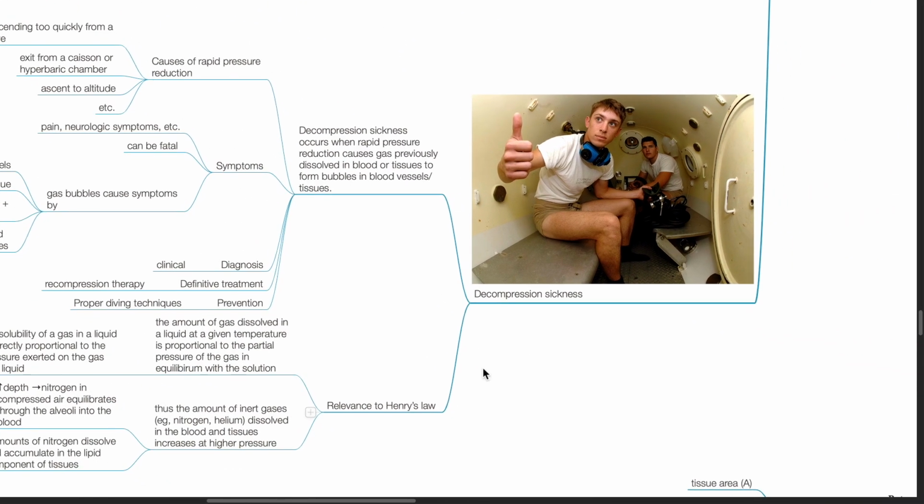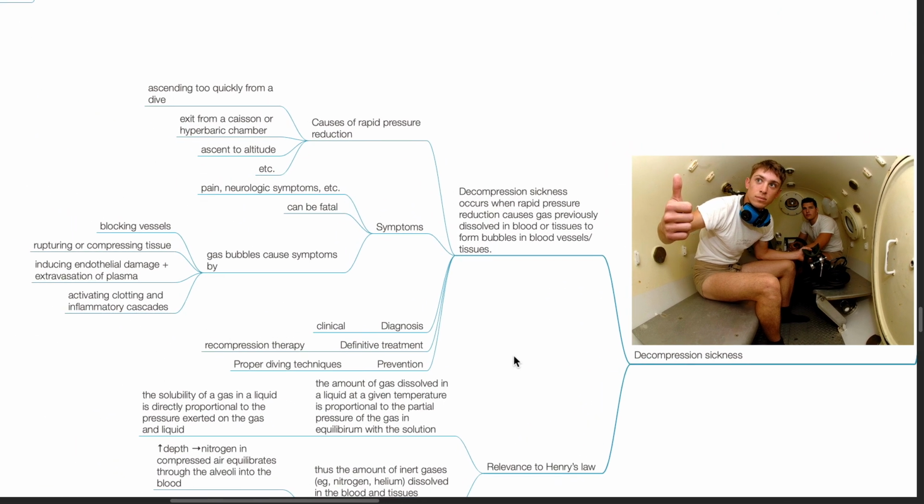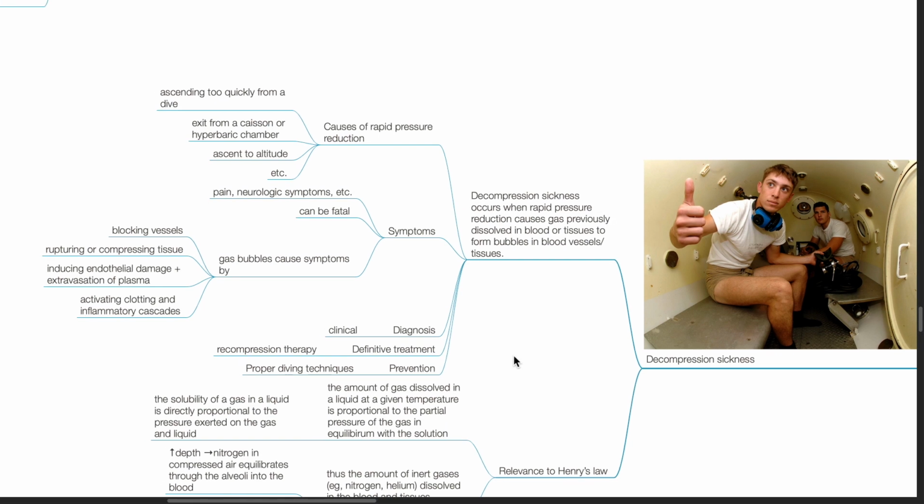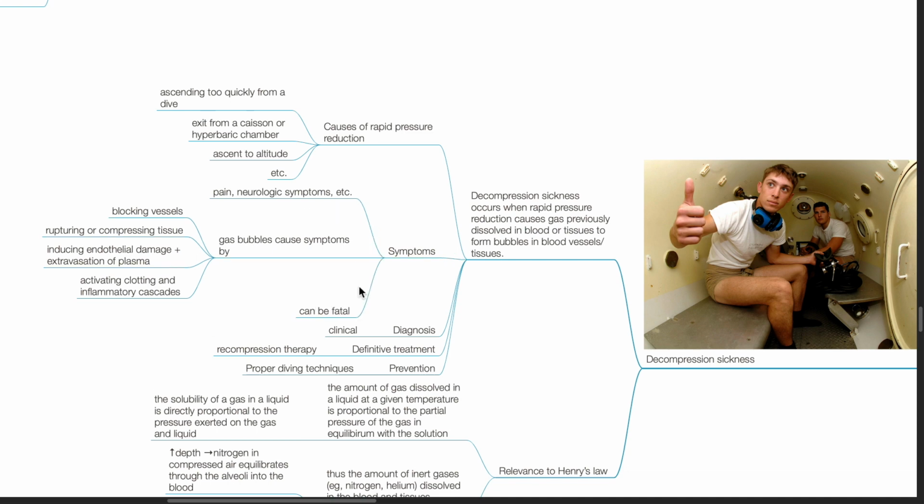Decompression sickness. Decompression sickness occurs when rapid pressure reduction causes gas previously dissolved in blood or tissues to form bubbles in blood vessels or tissues. Causes of rapid pressure reduction include ascending too quickly from a dive, exit from a caisson or hyperbaric chamber, ascent to altitude, etc. Symptoms can be pain, neurologic symptoms, etc. Decompression sickness can be fatal.